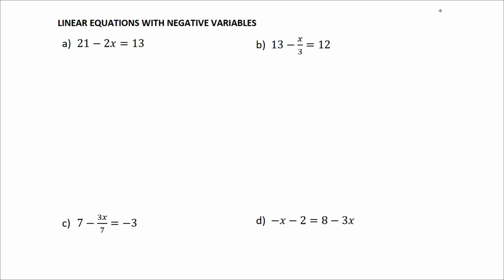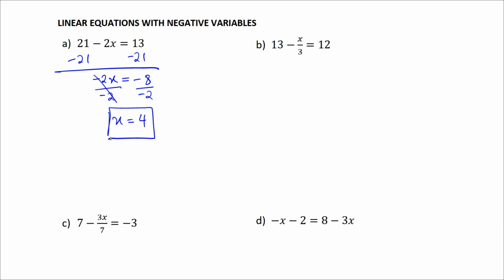When you're solving linear equations with negative variables, you apply the same approach that you use when solving linear equations with positive variables. Because you want to be left with x in the first equation, we start by subtracting 21 on both sides. So you'll be left with negative 2x equal to negative 8. And then the opposite of multiplying by negative 2 is dividing by negative 2. So x will be equal to 4.